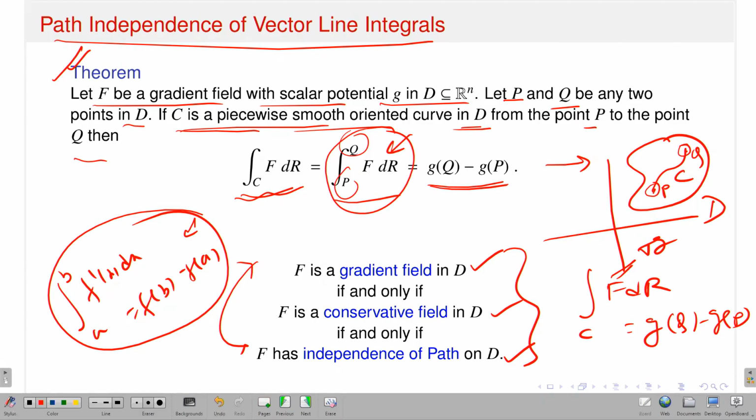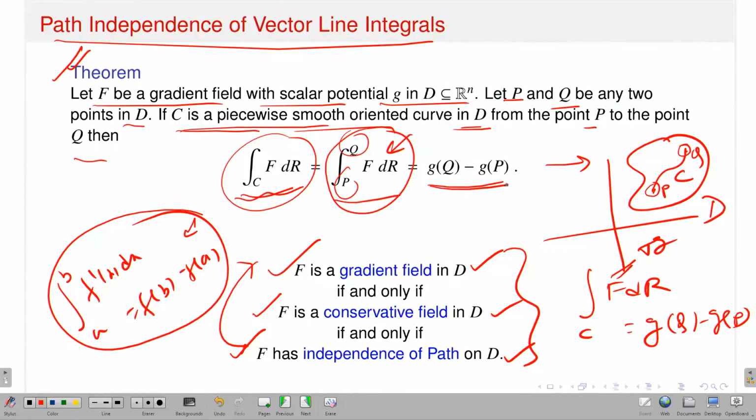So gradient vector field is a very nice vector field. It says that F is a gradient vector field if and only if it is a conservative vector field, if and only if F has independence of path in my domain D. So whether I am talking about path independence, a conservative vector field, or a gradient vector field, everything becomes the same. And not only that, I can calculate the vector line integral of my gradient vector field F over any curve C with starting point P and end point Q by the scalar potential, that means G(Q) minus G(P).